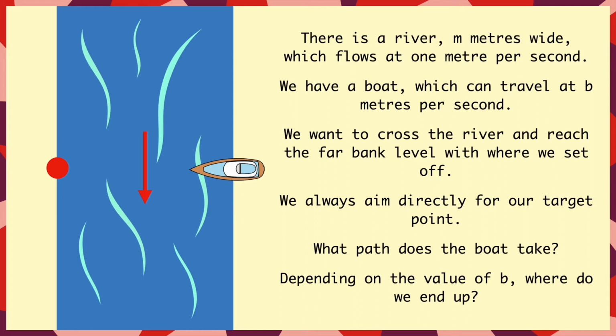Well, to start off, we'll set the origin to be the point we're aiming for. So that means the boat starts off at (m, 0). And since the boat is always aiming towards the point (0, 0), that means that if the boat is in position (x, y), then it's pointing in the direction of the vector (-x, -y).